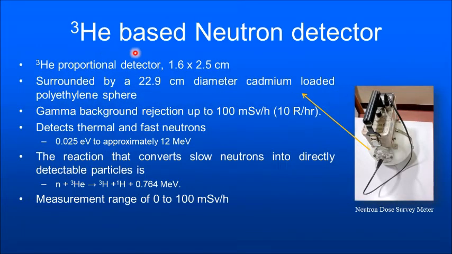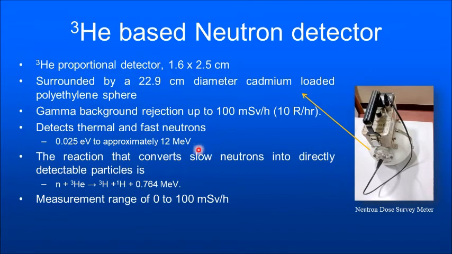Here is a helium-based neutron detector. It uses a helium proportional detector of size about 1.6 to 2.5 centimeter. It is surrounded by about 23 centimeter diameter cadmium-loaded polyethylene sphere. You can see this. This is the polyethylene sphere. Gamma background rejection of up to 100 millisievert per hour, so it can reject gamma rays. Detects thermal as well as fast neutrons. That is about 0.025 electron volt to about 12 MeV it can detect.